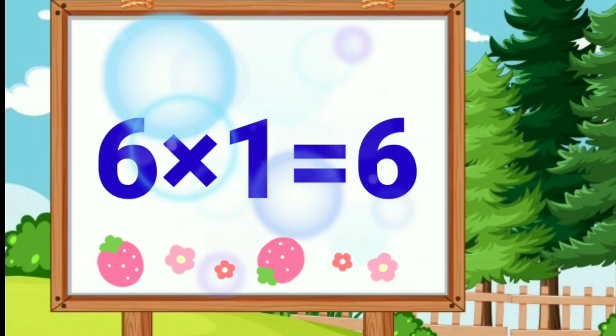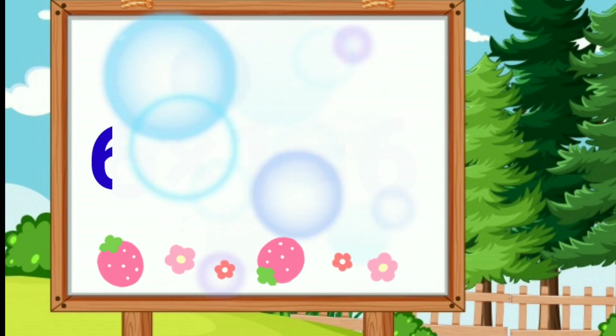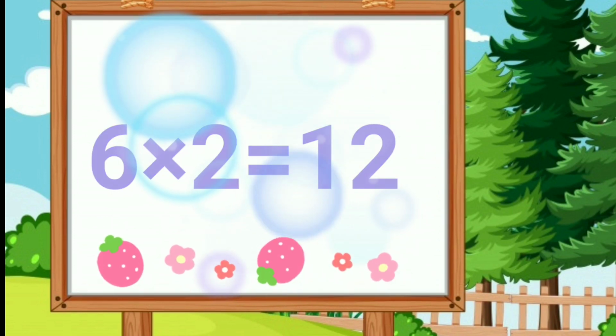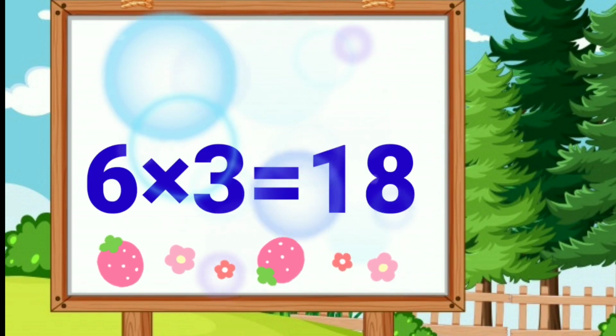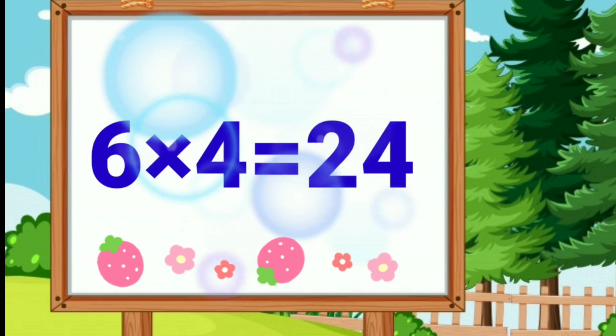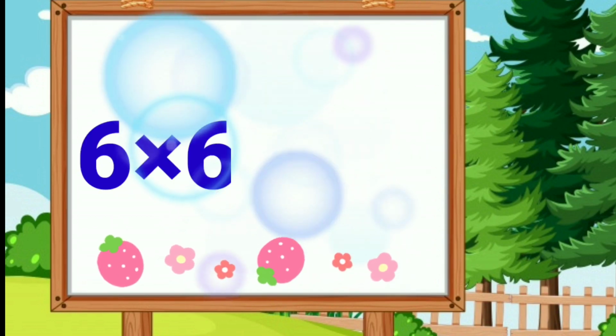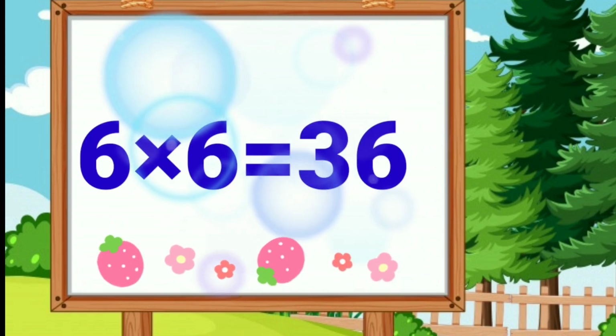Six ones are 6. 6 twos are 12. 6 threes are 18. 6 fours are 24. 6 fives are 30. 6 sixes are 36.